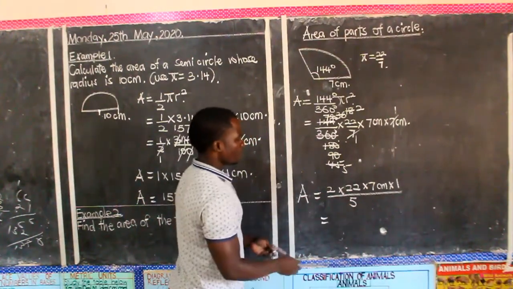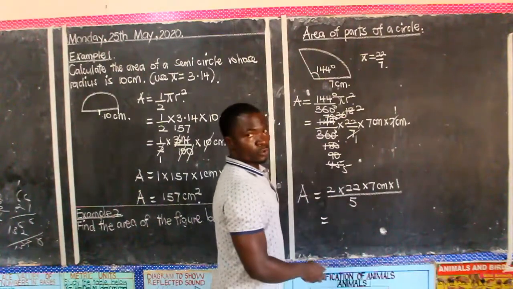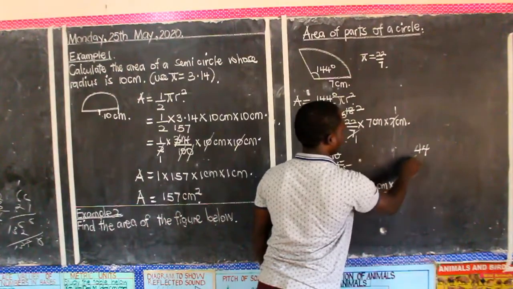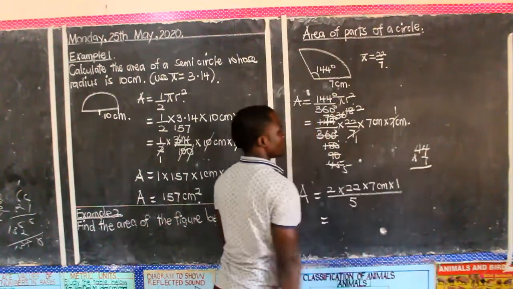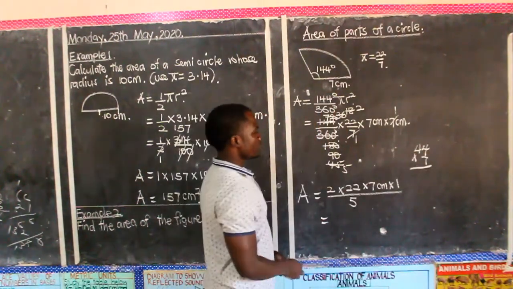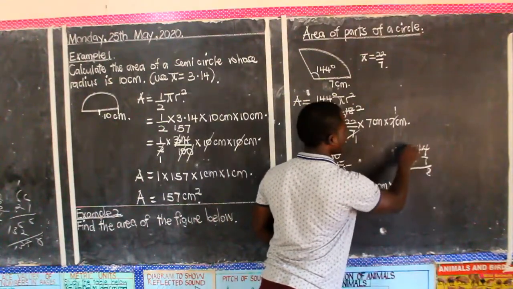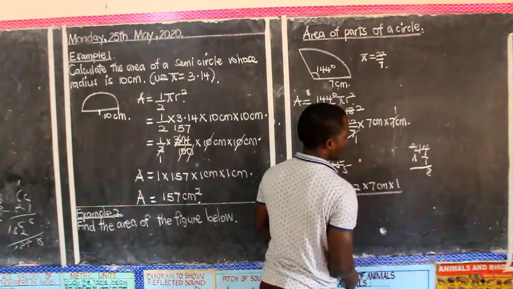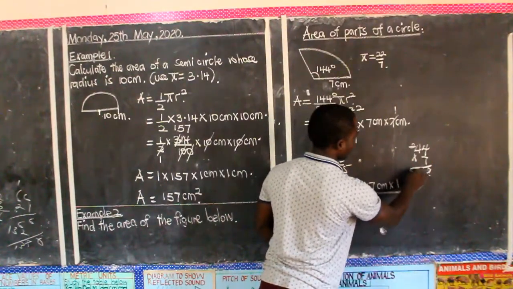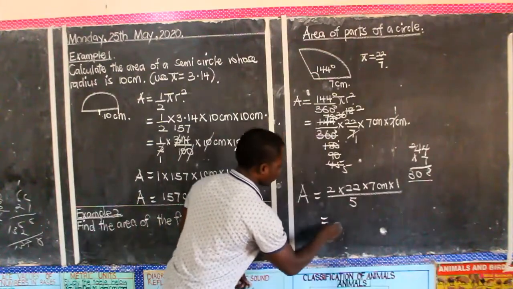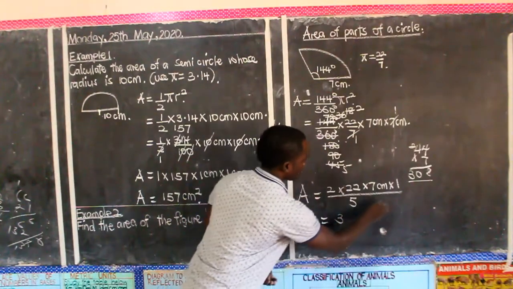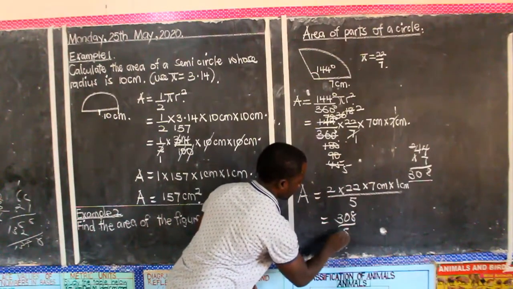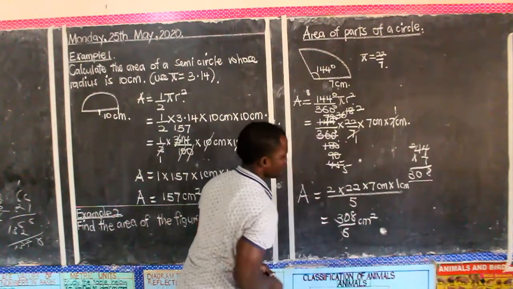What do we get now? 2 times 22 shall have 44. Then 44 times 7. 7 times 4 is 28, carry 2. 7 times 4, 28 plus 2, 30. So we shall have here 308 out of 5 square centimeters.